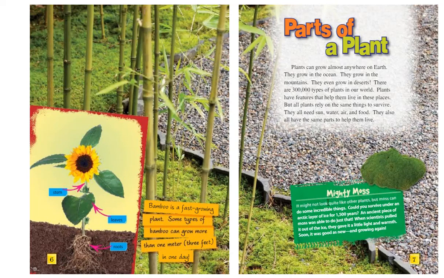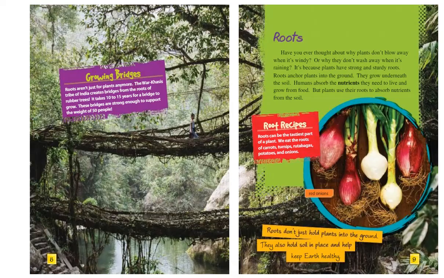As for moss, it might not look quite like other plants, but moss, that stuff right there, can do some incredible things. Could you survive under an Arctic layer of ice for 1,500 years? An ancient piece of moss was able to do just that. When scientists pulled it out of the ice, it gave a little light and warmth. Soon it was as good as new and growing again. Very impressive.